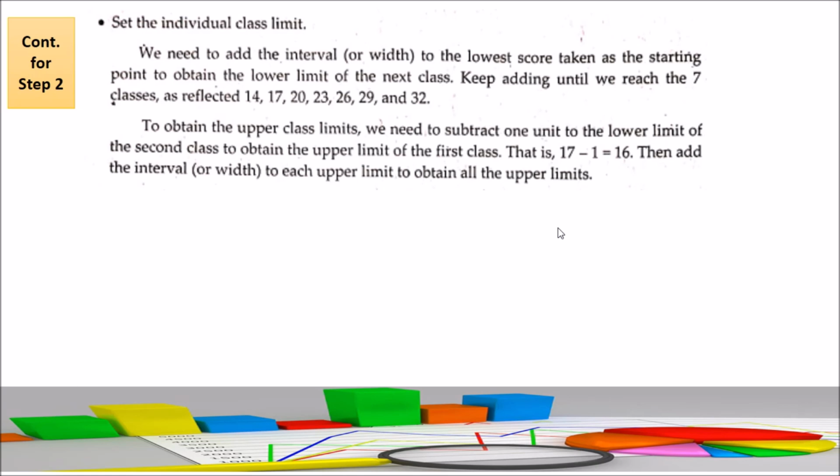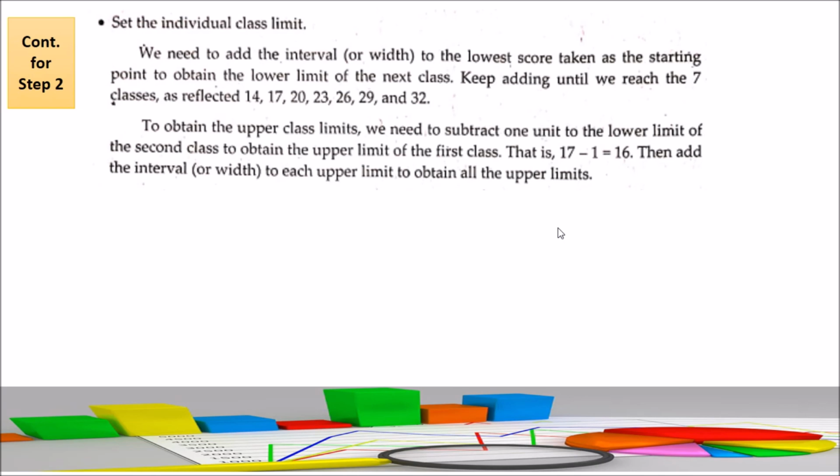These numbers are called the lower limits. To obtain the upper limit, we need to subtract 1 unit from the lower limit of the second class. The lower limit of the second class is 17. We subtract 1 from it, and that will give us 16. Then 16, skip counting by 3.